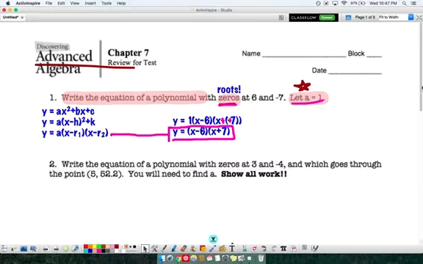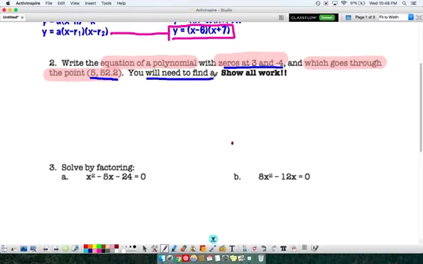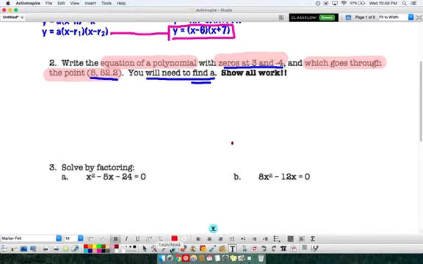All right. Problem 2. Write the equation of a polynomial with zeros at 3 and negative 4, and which goes through the point (5, 52.2). We've never done this before, so this is going to be new. You need to know this. It goes through this point. It has these zeros. And what does it say you need to do? You will need to find a. That's important. You need to find a. Let's learn how to do this together.